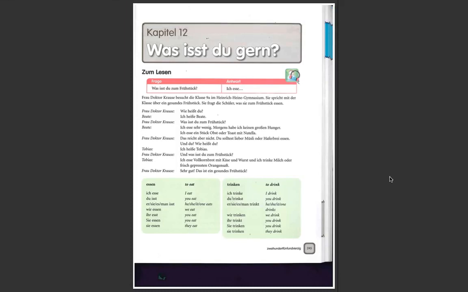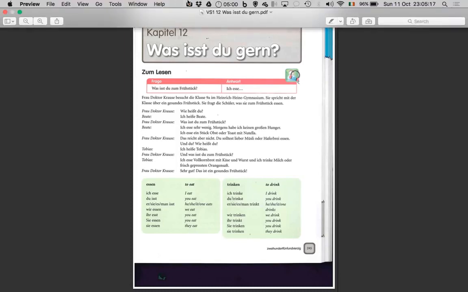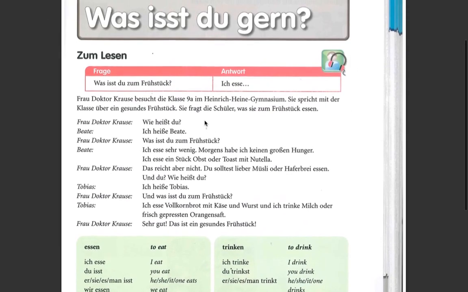Okay, so this chapter is going to discuss was isst du gern? What do you like to eat? So you'll notice that the first question is was isst du zum Frühstück? Okay, so zum Frühstück is breakfast. Was isst du? Comes from the verb essen, which is an irregular verb.